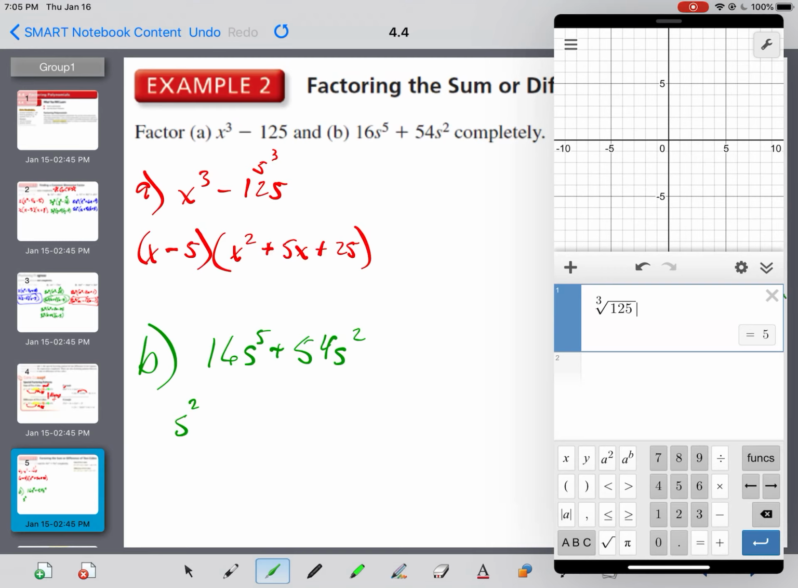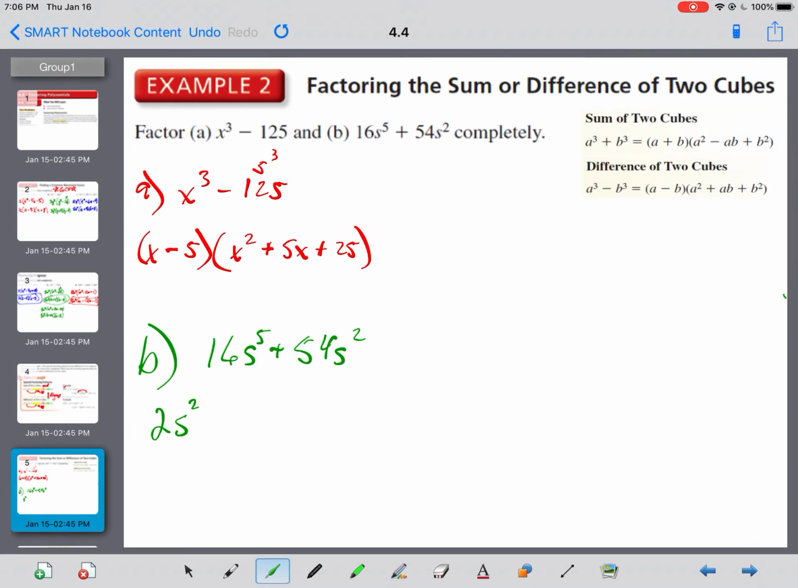What goes into 16 going to 54? Let's see. What's 54 divided by 16? Nope, it's not that one. How about 8? Nope. How about 4? Nope. How about 2? Okay, goes 27 times. So we could pull out a 2 because they're both even.